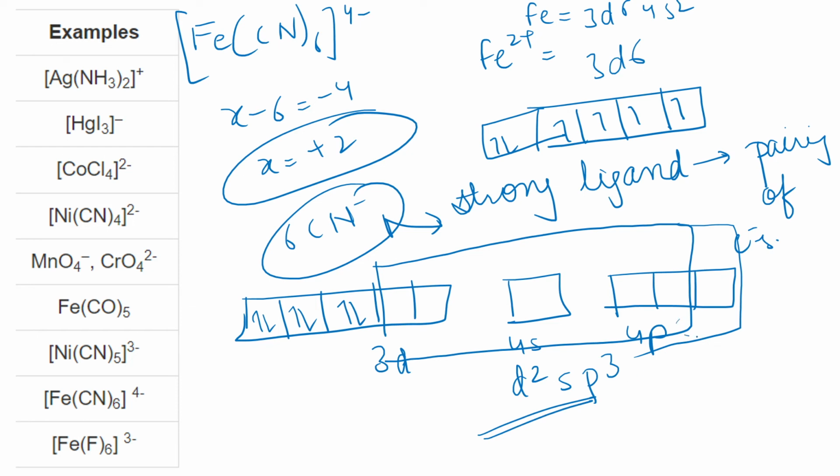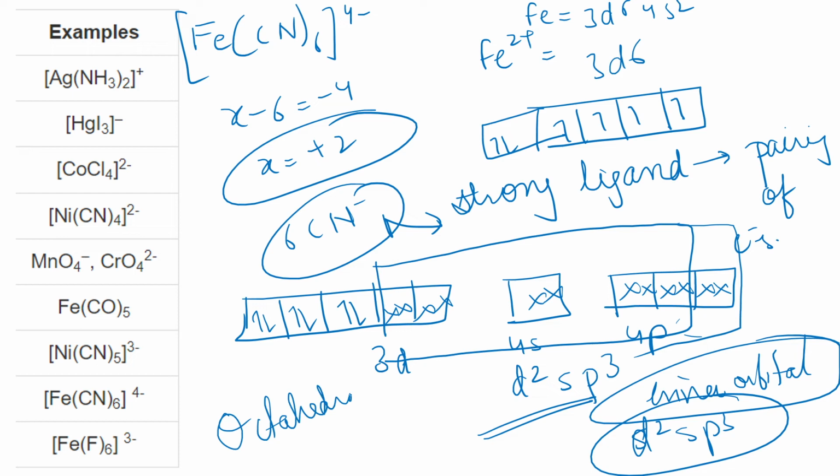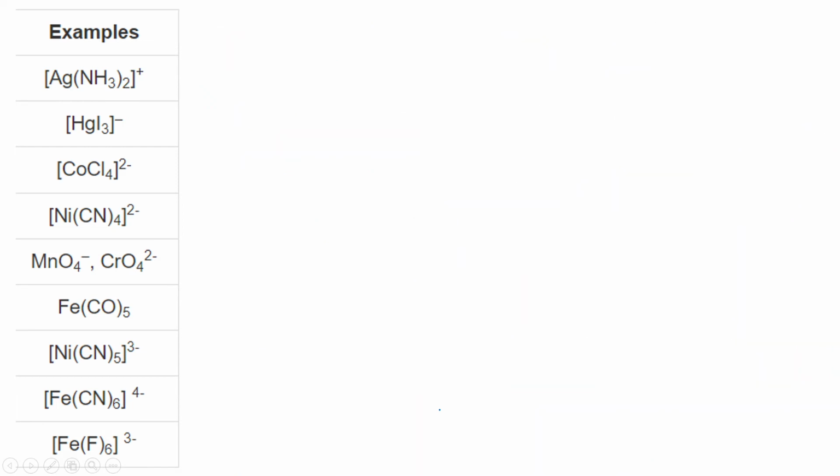d2sp3 will be the hybridization, and the 6 cyanide ligands will be donating their electrons in these 6 hybrid orbitals. Therefore we'll be having an inner orbital complex with d2sp3 hybridization, and the geometry will be octahedral. Magnetic moment will be 0 since there are no unpaired electrons present.